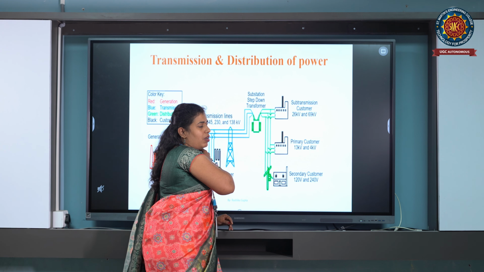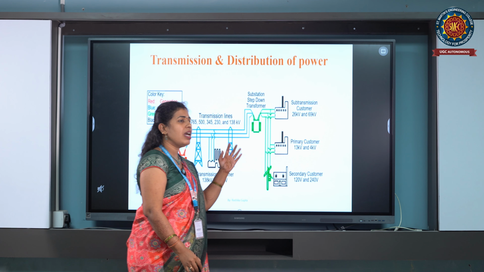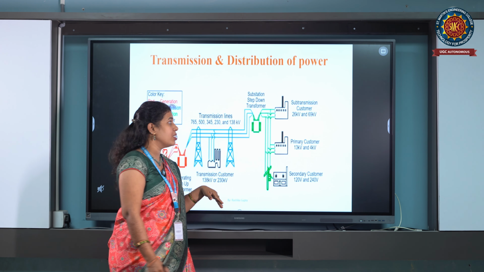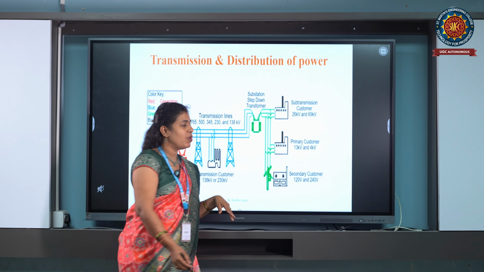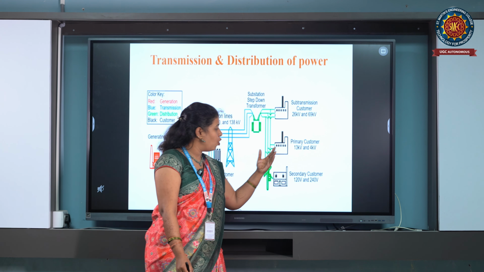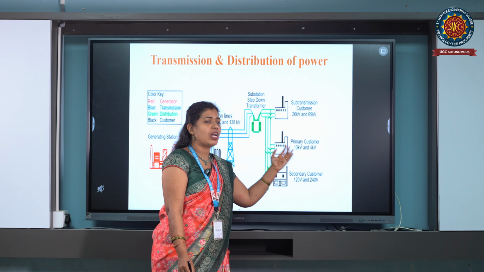From that step down distribution substation, we give connections to the different types of consumers. Here there are primary customers and secondary customers, like industrial ones, and some local substations. We send that energy to the local substations.